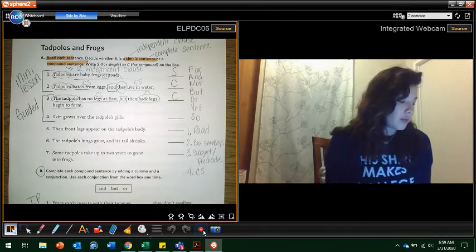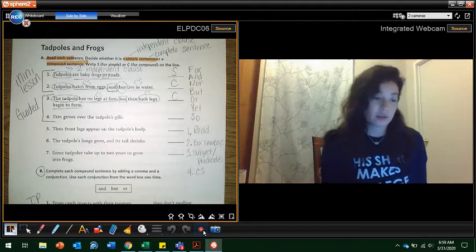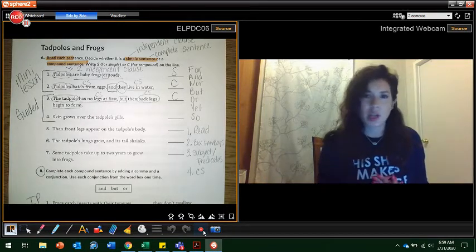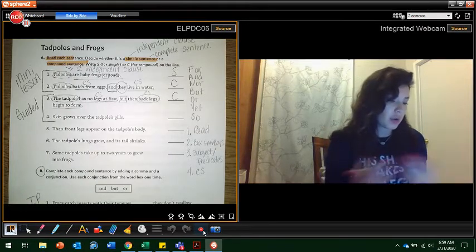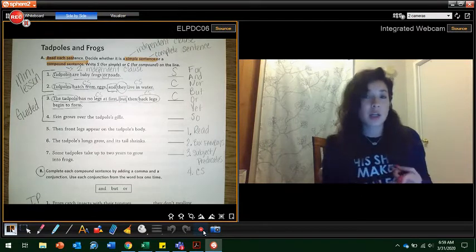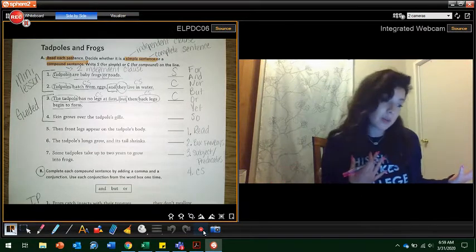So let's look at number 4. Skin grows over the tadpole's gills. So I read it. I don't notice any fanboys, and that's okay. Not all sentences have fanboys, so I skip that key point and I check, do we have subjects? Do we have predicates? How many?